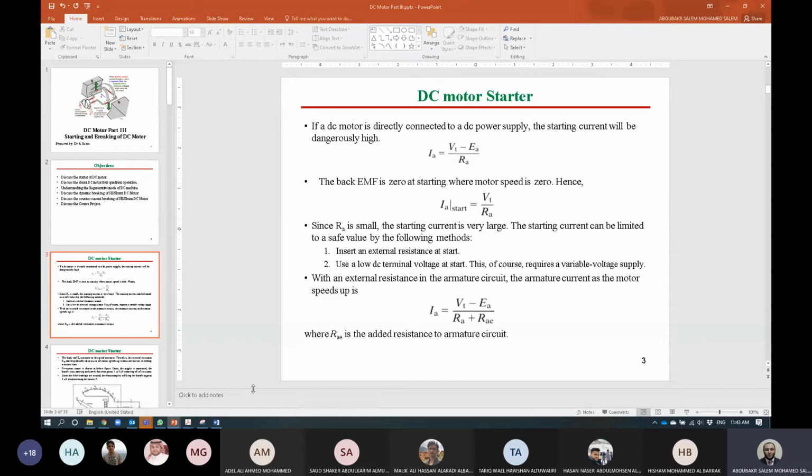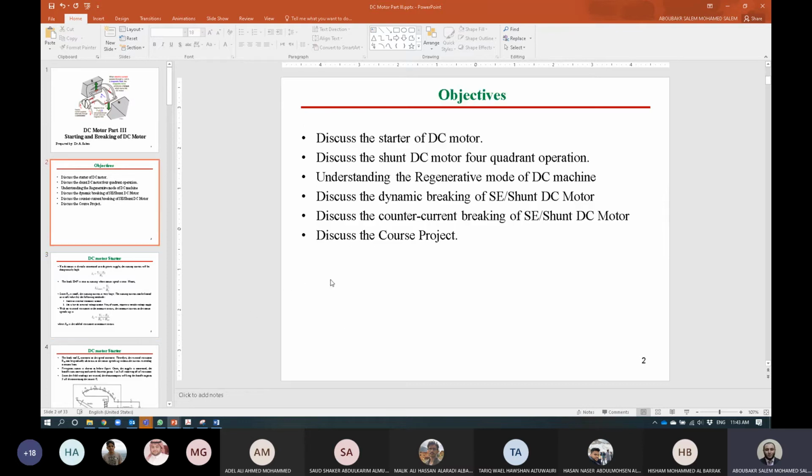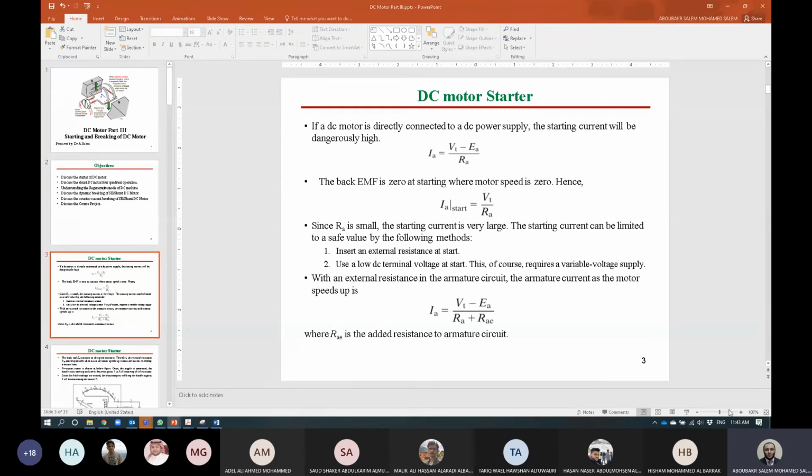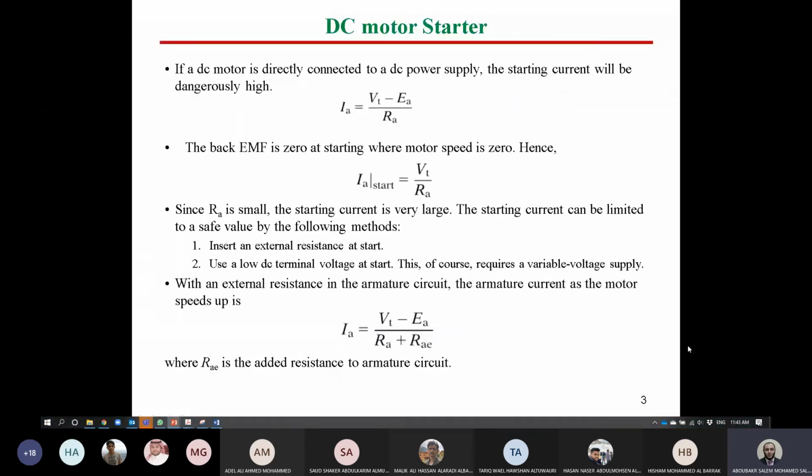2200 over 20 amps is 110 times. It's a very huge value. So we cannot start the motor in that way, because the starting current will be very, very high.